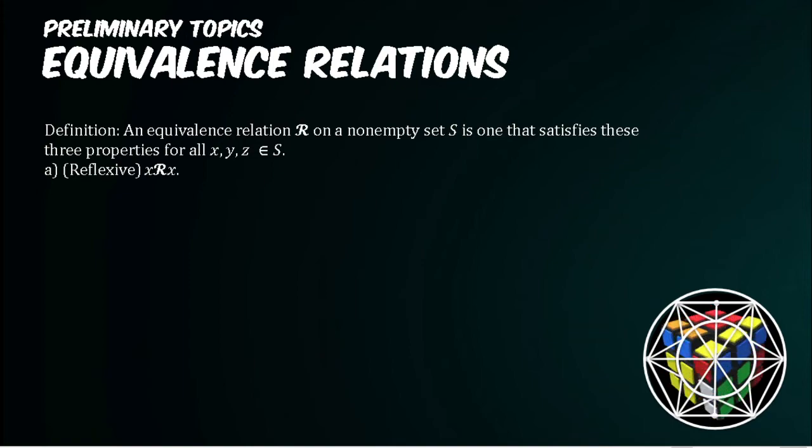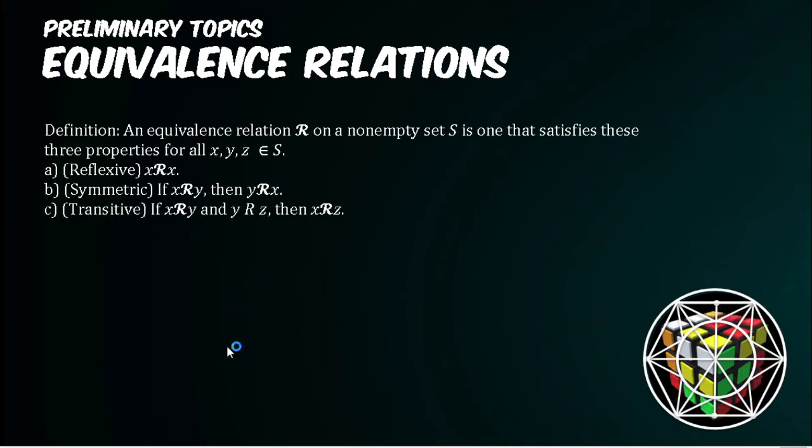X must be related to itself. The second property is symmetry. We need to show symmetry. So this involves now two arbitrary elements from S. So our hypothesis is if X is related to Y, then Y must be related to X. If we are able to show this one, therefore R, this relation here, is symmetric.